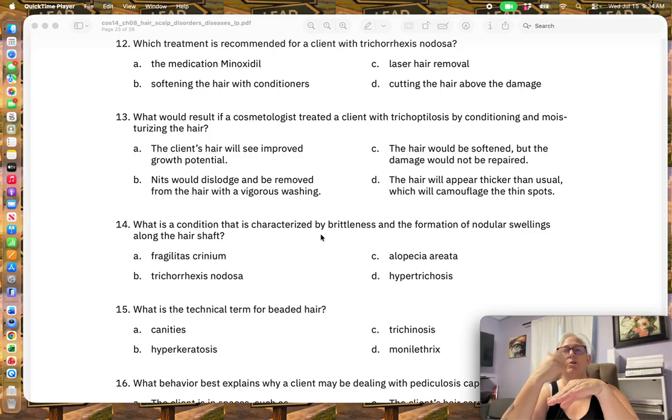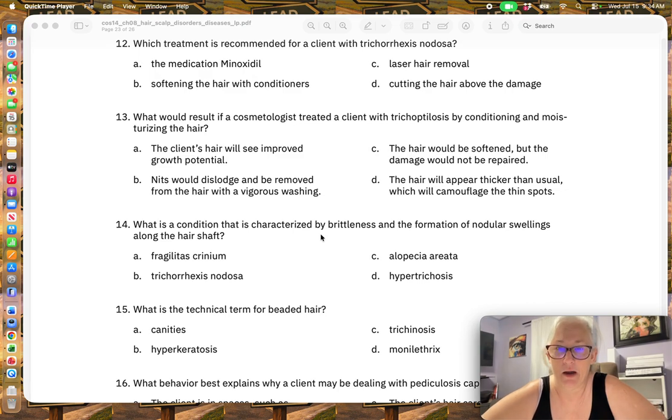When I see the word trichoptilosis, I automatically see chop. And that tells me that that is a situation where you need to cut the hair. Okay, so I'm going to go with C. Number 13 is C. The hair would be softened, but the damage would not be repaired.